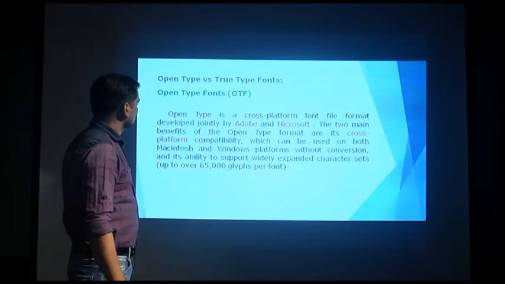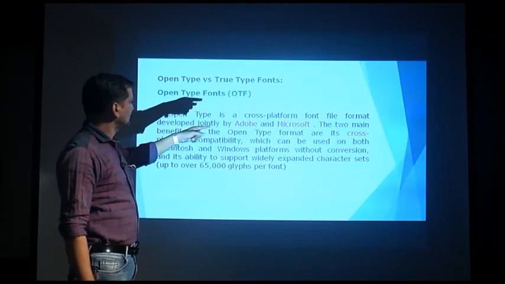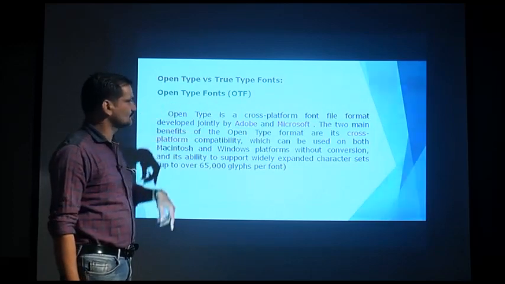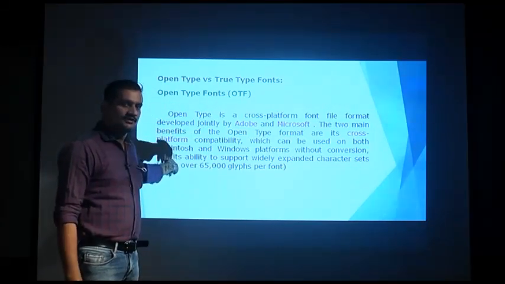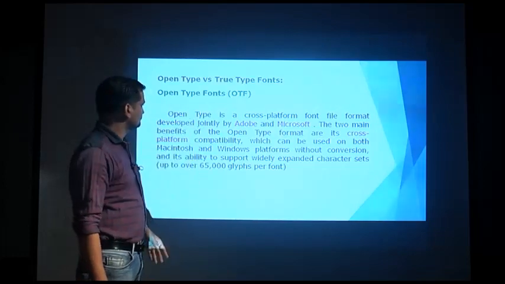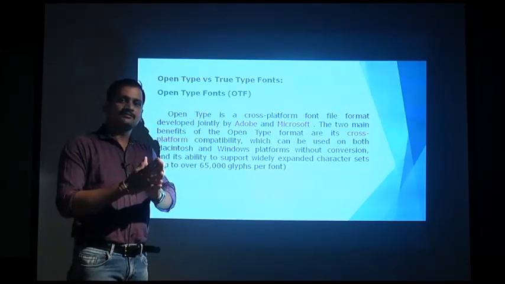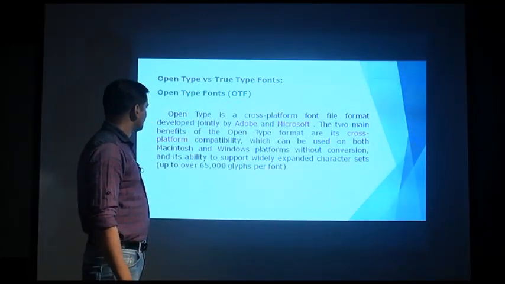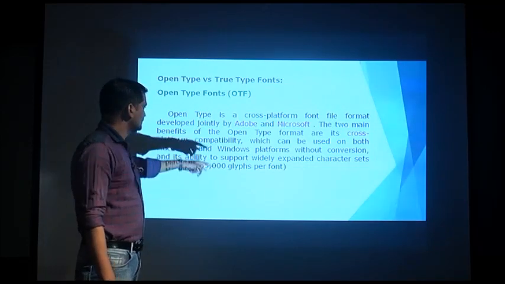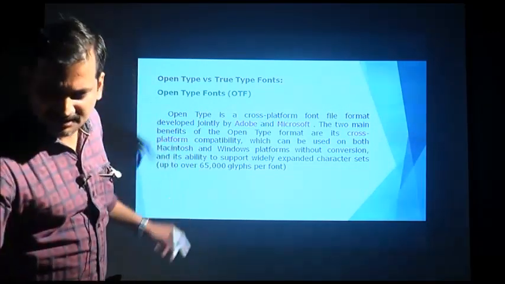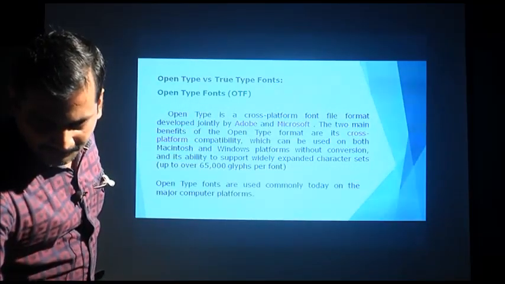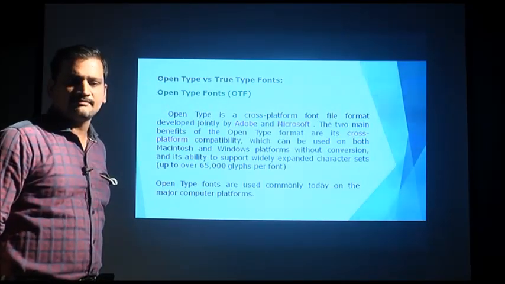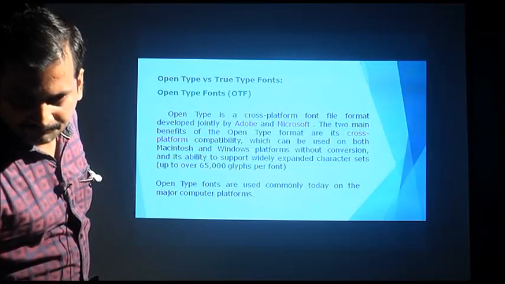Now, the two benefits of the OpenType format are its cross platform compatibility, which means it can be used in both the Macintosh and Windows operating systems without needing to convert it using any converter, and its ability to support widely expanded character sets, that is 65,000 characters, because it is based on the Unicode system. OpenType fonts are commonly used today on the major computer platforms.